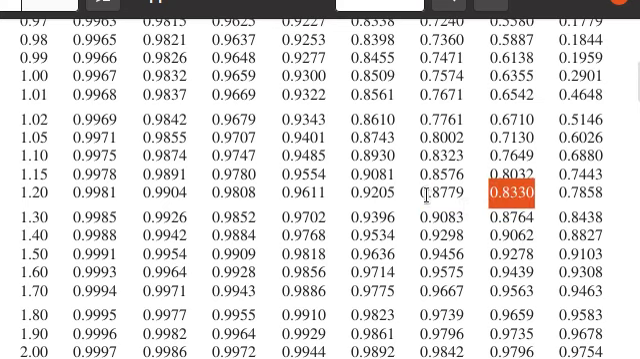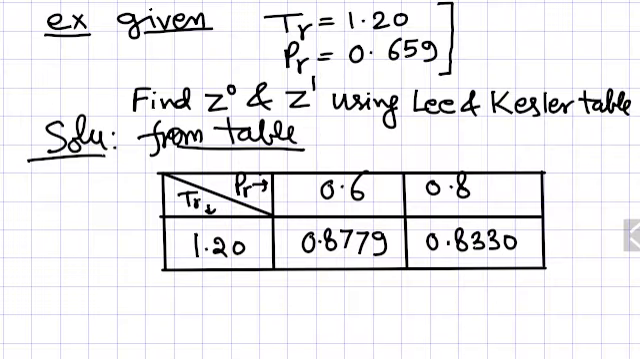For this we can note down these two values, and then we will interpolate. This is the value I have taken from the table, at 0.6 this much, and at 0.8 this much, and this was our TR. So TR is matching, but our PR is falling in between. It is not actually 0.7. If it was 0.7, then we would take the average, but here we will have to interpolate it.